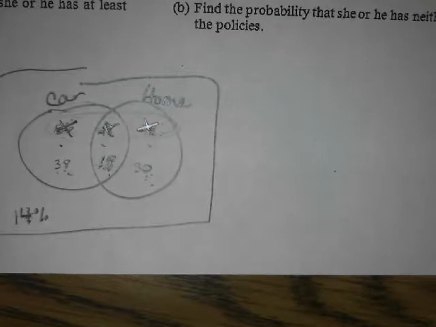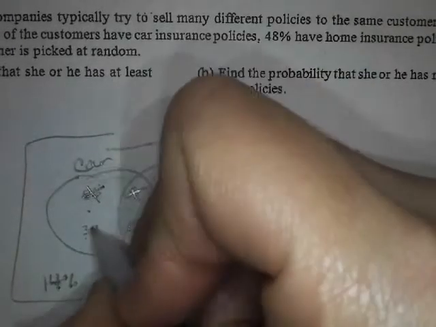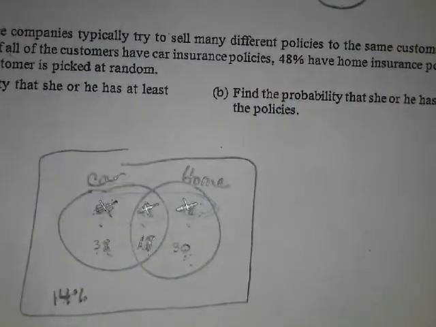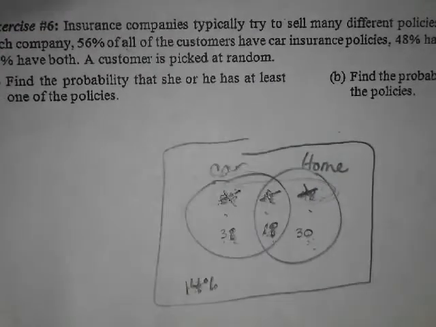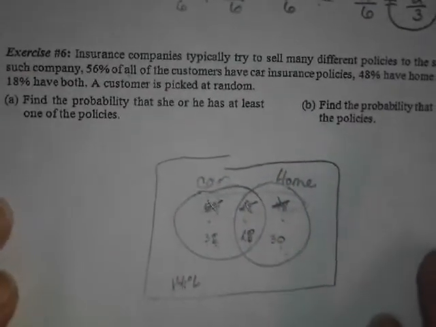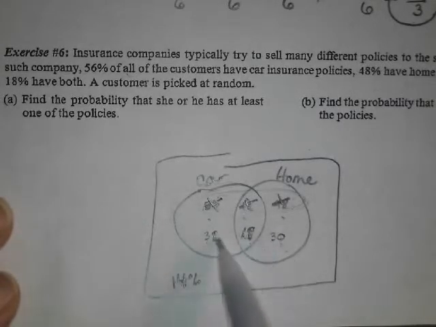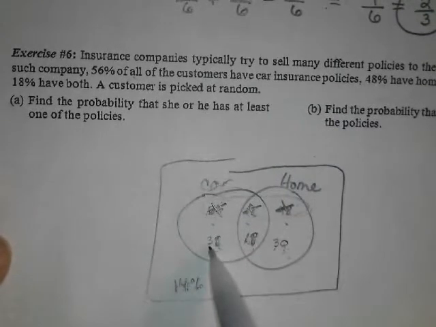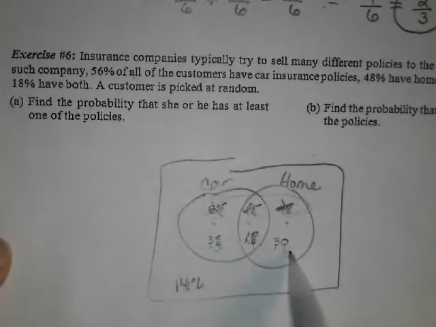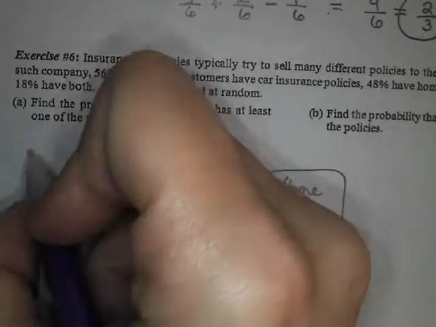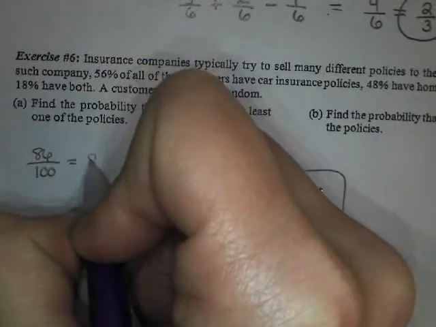Now answering the questions should be a breeze. What is the probability that she or he has at least one of the policies? If you have at least one, which numbers are we looking at? Anything that's in the circle. All of these people have at least one. So that's 38 plus 18 plus 30, 68, 78, 86 we said. So 86 out of 100, that's 86% of the people have at least one.